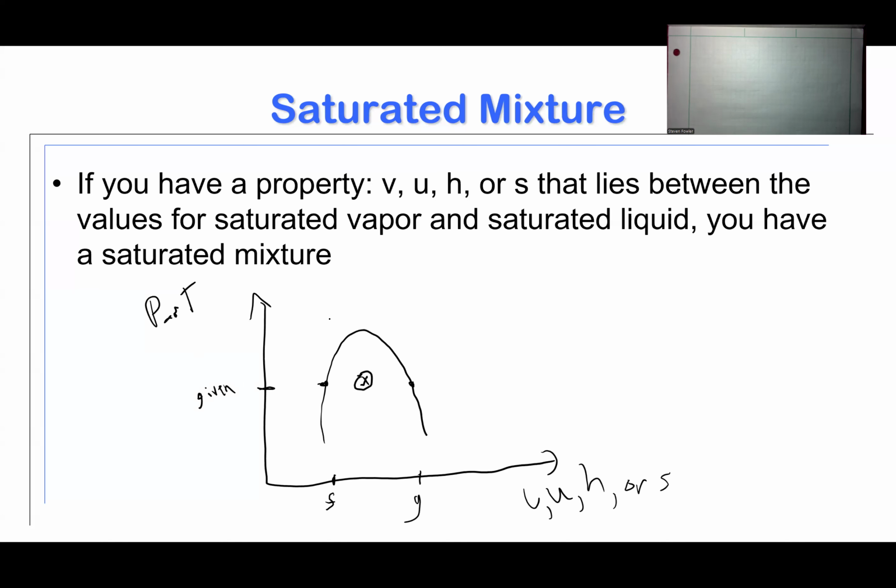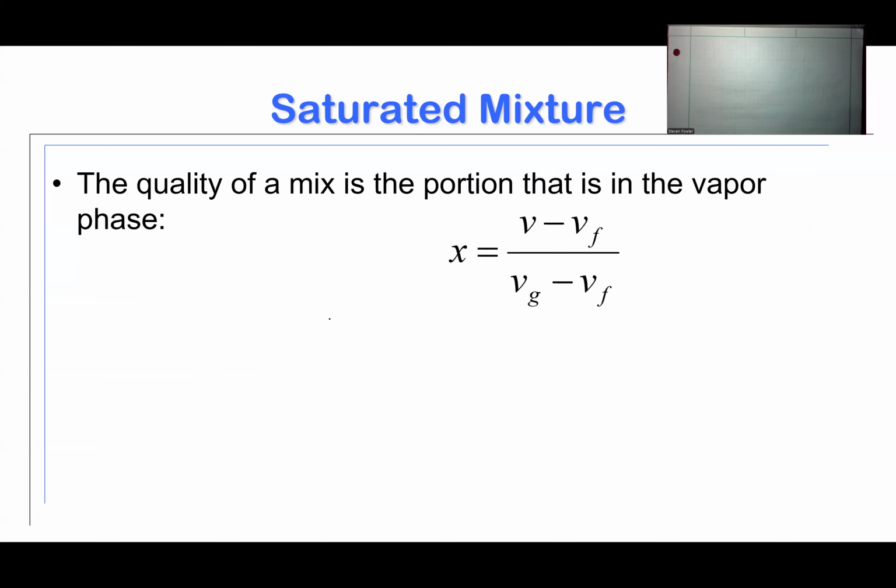So that means some of it is vaporized, some of it is still in the liquid form. We need to figure out where we are. How far in between those two values are we? And that will allow us then to figure out the other properties. We figure that out with what we call the quality. The quality is the portion in the vapor phase.